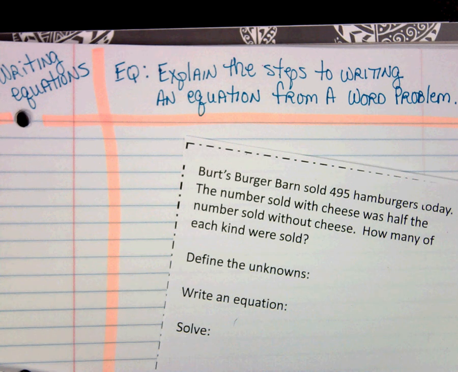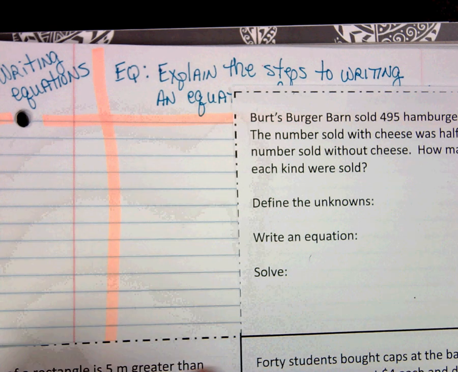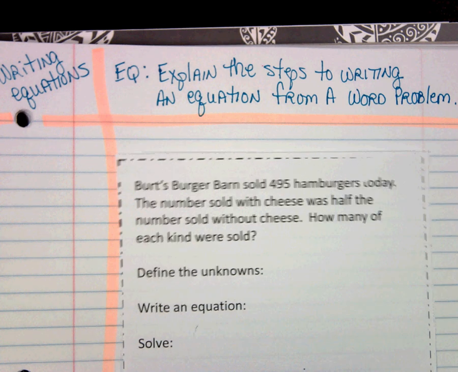Okay, in this video, we're going to look at writing equations from word problems. When you get done, I want you to be able to explain the steps to writing an equation from a word problem. Walk us through how we do it. So please make sure your notebook is set up. You can cut out the little space on your word note sheet so that when we're done, we can fold it all up.